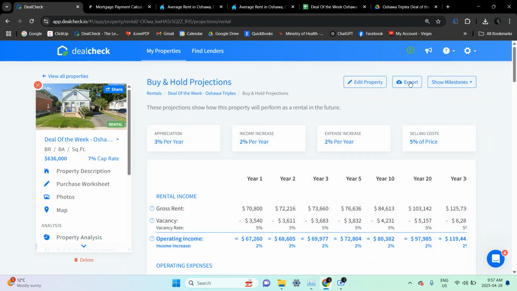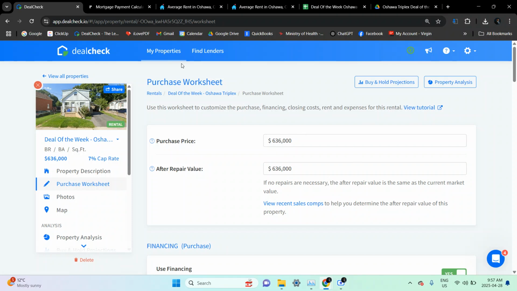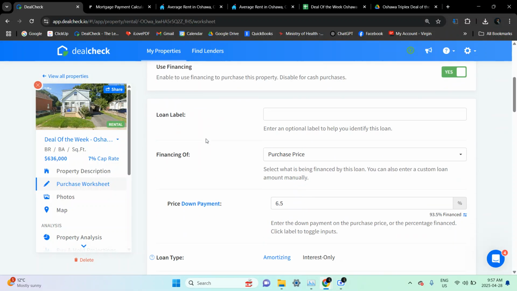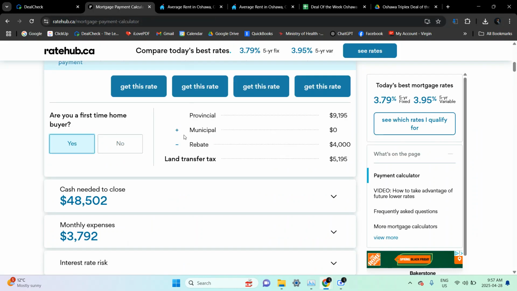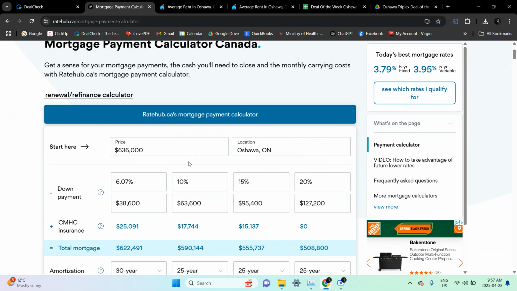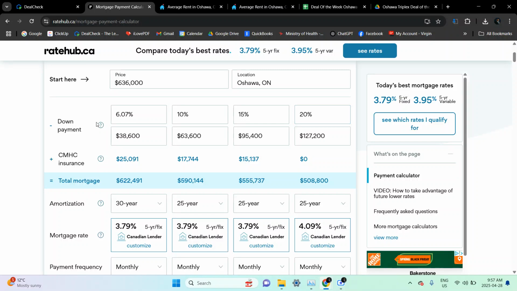So before giving everything away, we will go back to the worksheet. This property is listed for $636,000. I put the after repair value at the same just to keep the analysis nice and simple. Now, the minimum down payment required for a property like this is going to be 6.5% or just under. I like to use Rate Hub for easy math. You put the purchase price in here in your city, it'll spit out your down payment options, and the lowest we can go here is 6.07% on a 30-year and 4% interest rate or just below.